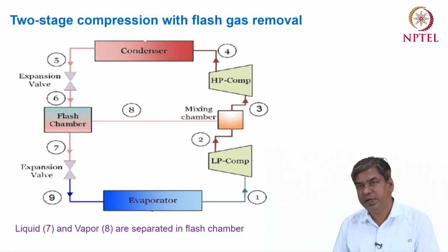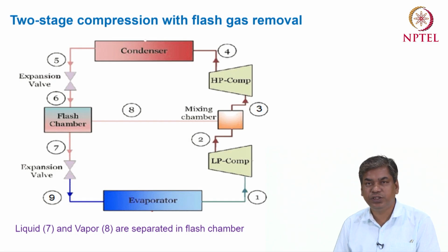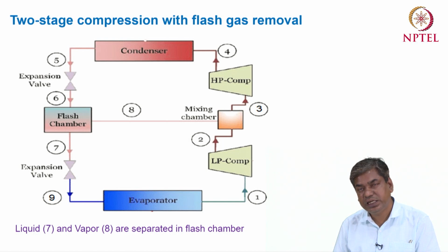Vapor at point 8 and liquid at point 7. Then only the liquid goes to the second expansion device. So 7 to 9 is the expansion process in the second expansion device, and 7 is the liquid from the flash chamber. Then that two-phase mixture at point 9 goes to the evaporator, and after the evaporator, 1 to 2 is the compression process in the low pressure compressor.